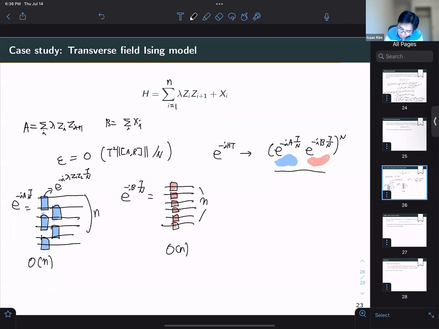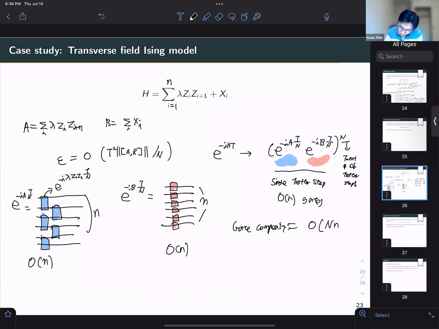And therefore, for a single step, what people call a single Trotter step, the cost will be O of n gates. By gates, I mean 1 or 2 qubit gates. And how many Trotter steps are we applying in total? This is the total number of Trotter steps. So the gate complexity would be big O of n times the number of steps.